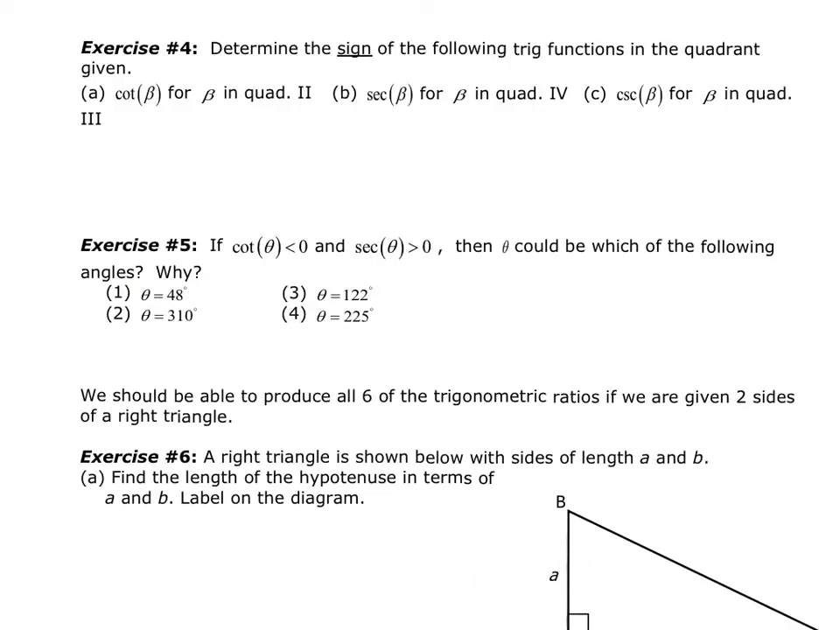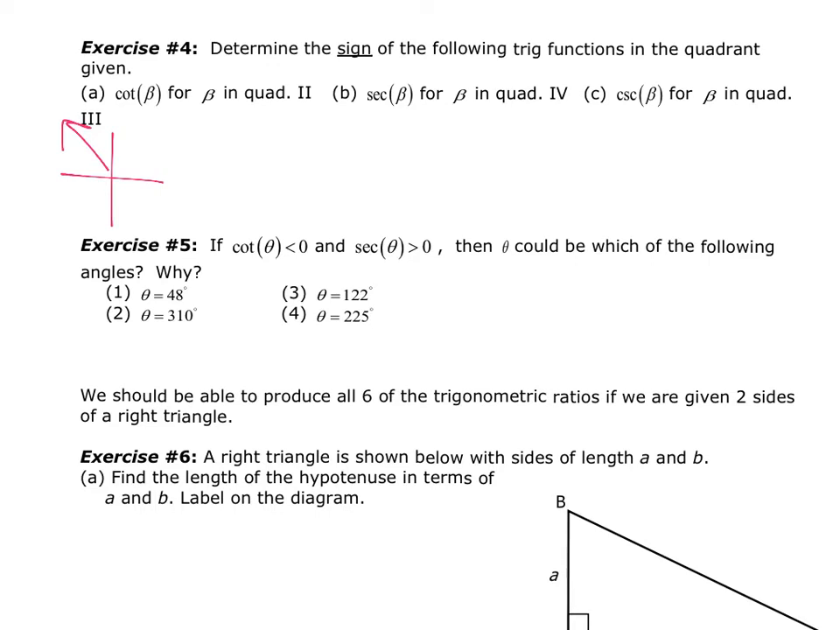Okay, exercise 4 on the next page: determine the sign of the following trig functions in the quadrant given. Part A says the cotangent of beta for beta in quadrant 2. So we don't even have the angle. We don't even need to worry about what the coordinate is. The only thing that we know is that we are in quadrant 2, and we're being asked to figure out if the cotangent is going to be positive or negative, right?